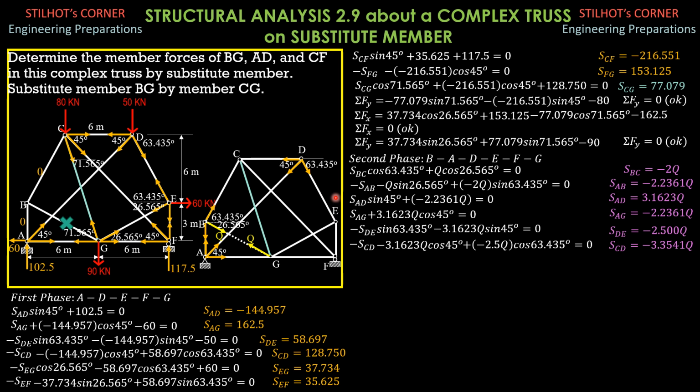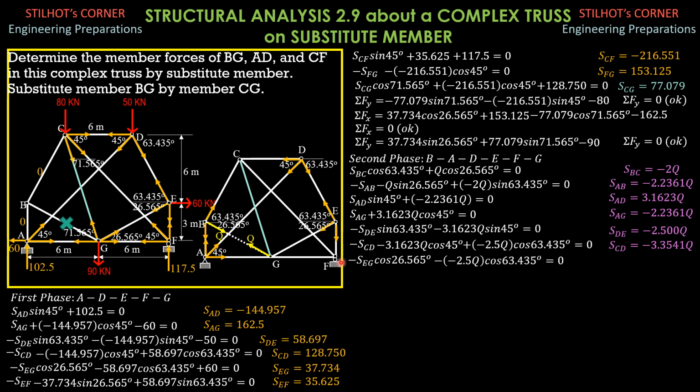Then summation of forces vertical equals 0. We have negative SEF, then negative of SEG, negative of 1.25Q sine of 26.565 degrees, then plus SDE sine of 63.45, so plus negative 2.5Q sine of 63.45 degrees equals 0. So SEF is equal to negative 2.7951 of Q.